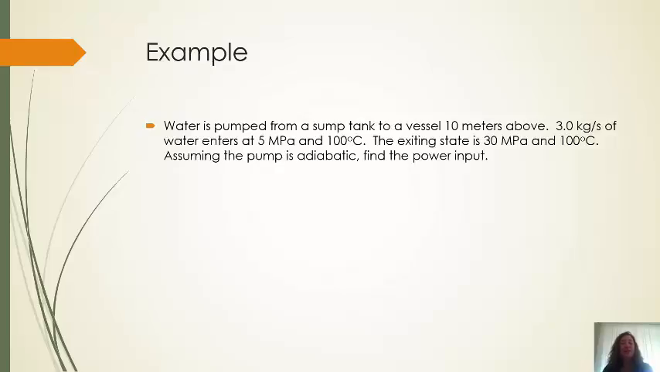It's going to enter at 5 megapascals and 100 degrees C. It's going to exit at 30 megapascals, so a much higher pressure, and 100 degrees C. So the temperature change is very nominal in this case. We'll assume the pump is adiabatic, and what we want to know is what's the power input.